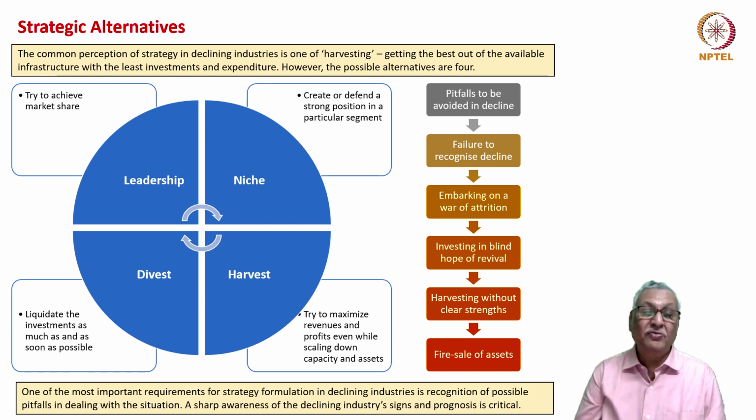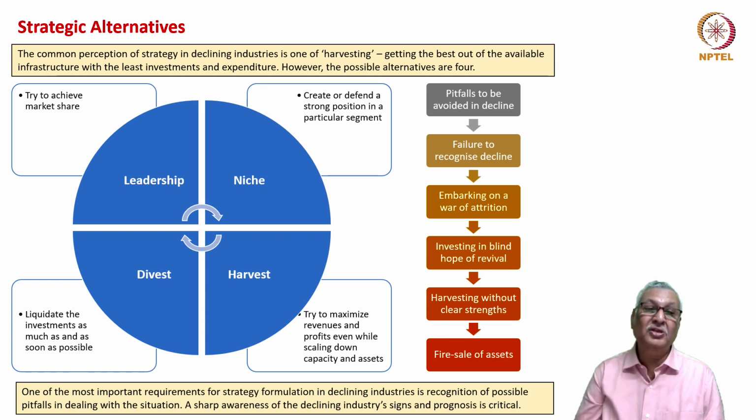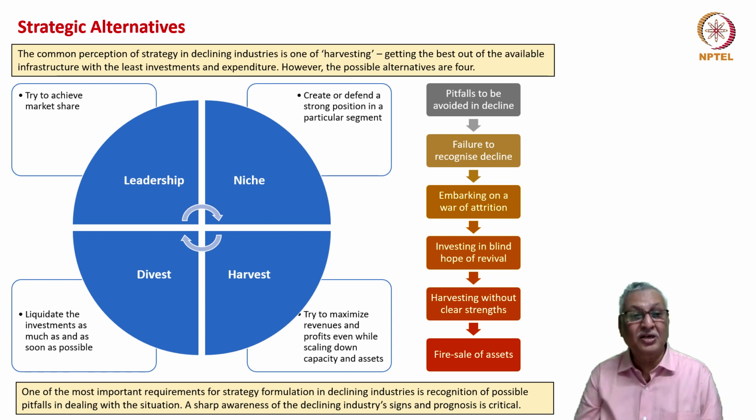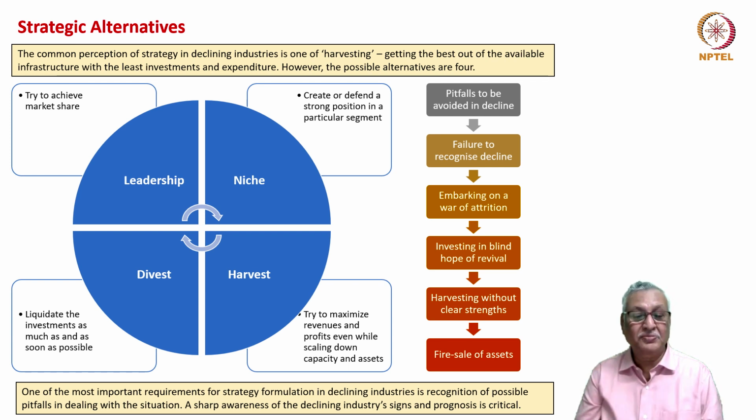We should also not over-invest. We should not invest hoping that one day this entire industry will rise up. That's not possible. And we should never harvest without understanding the clear strengths. And we should never undertake fire sale of assets. We should sell the assets before the decline starts biting us, not after the decline starts biting us. One of the most important requirements for strategy formulation in declining industries is recognition of possible pitfalls in dealing with the situation. A sharp awareness of the declining industry signs and prognosis of the industry is very much vital for declining industries.